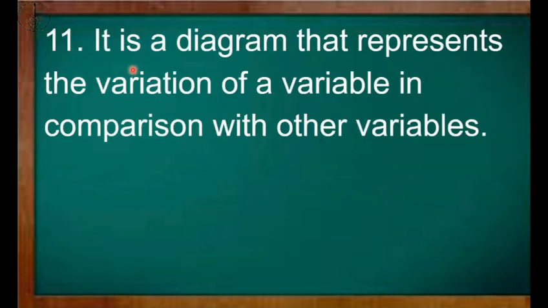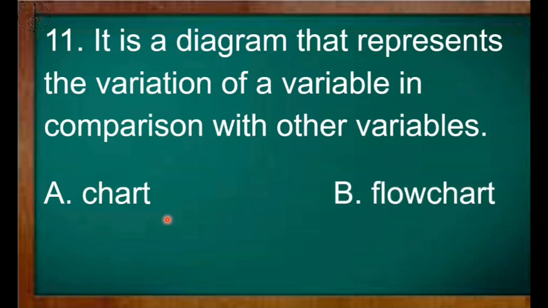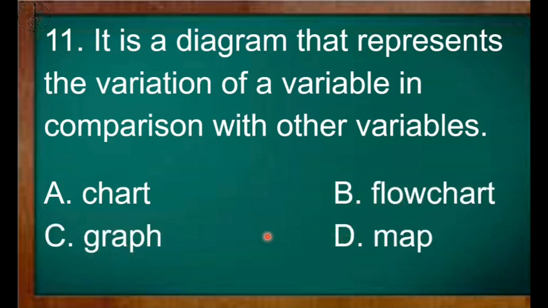Number 11. It is a diagram that represents the variation of a variable in comparison with other variables. A, chart, B, flowchart, C, graph, D, map. The correct answer is C, graph.